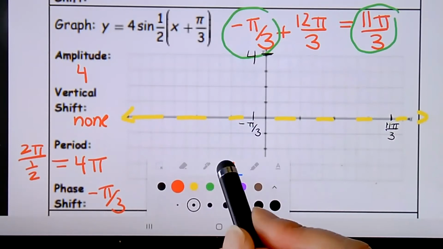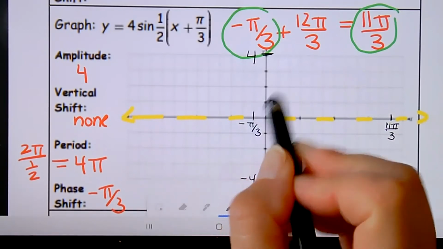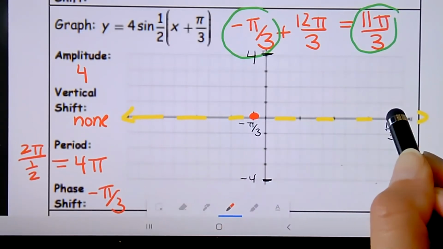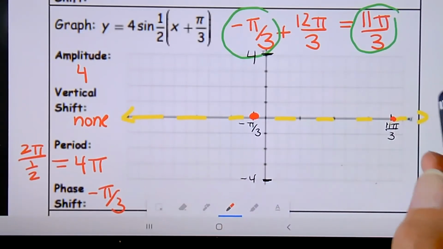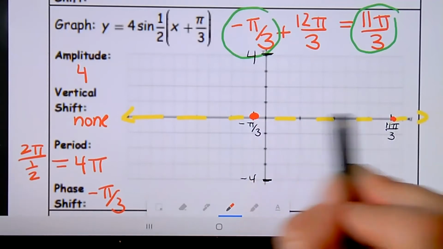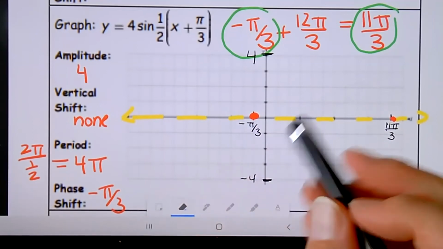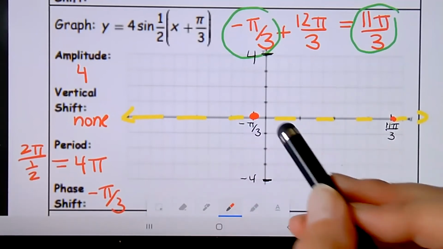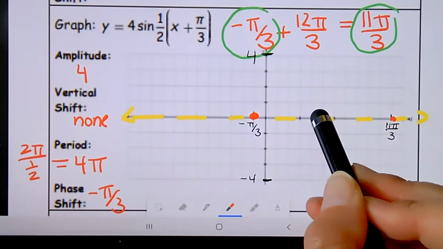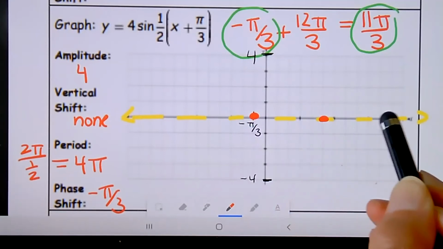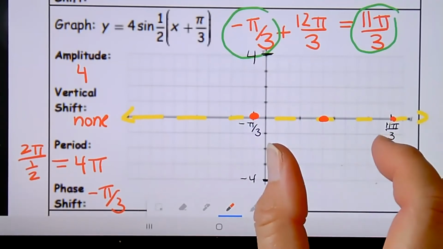I'm going to plot my points. So again, I'm going to be starting at negative pi thirds, ending at 11 pi thirds, and then halfway in between, which is going to be a distance of 12 of them. So I'm going to go over 6. Okay. So 1, 2, 3, 4, 5, 6. Okay. So that's halfway in between.